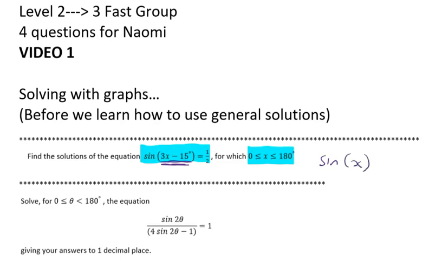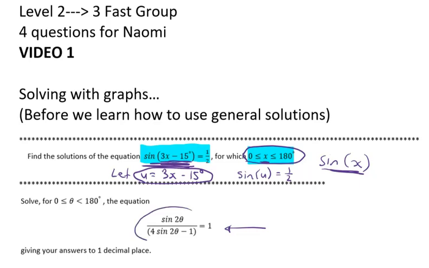But we're going to start by changing this over by saying let u equal 3x minus 15 degrees, and then we're going to solve the equation sine of u is equal to 1/2. Then we'll work backwards to find the x values, being really careful to make sure that we just include the ones between 0 and 180, but that we get all of them in. Okay, and at the end I'll show you the graph both for sine of x and the graph for sine of 3x minus 15 degrees. The second question is similar. It looks worse, but we just have a little bit of rearranging to do before we start.